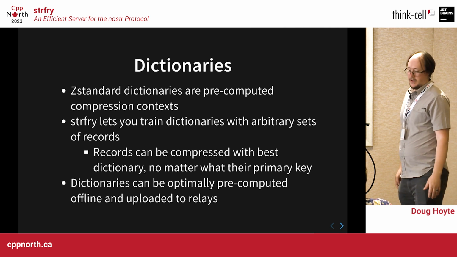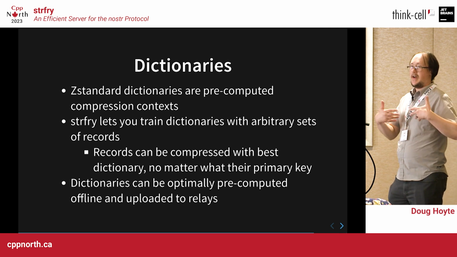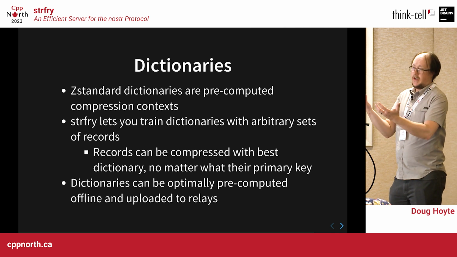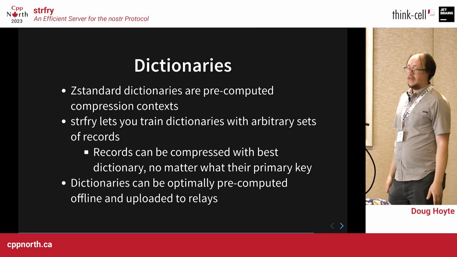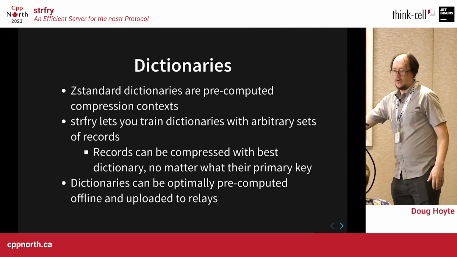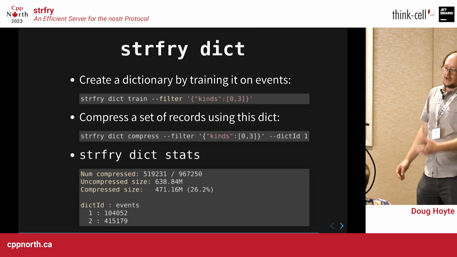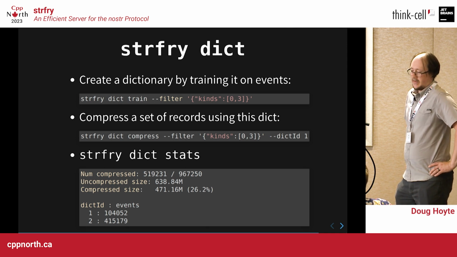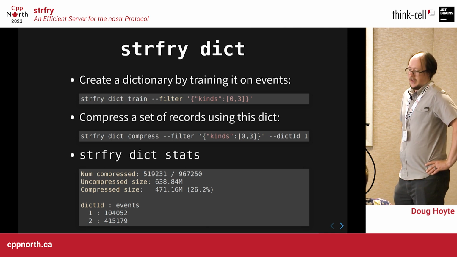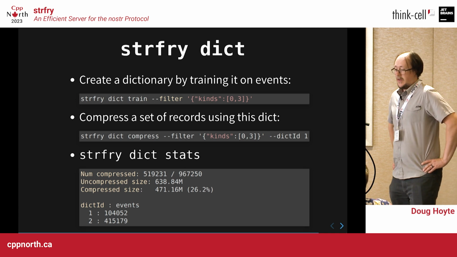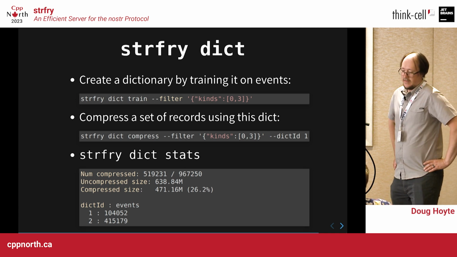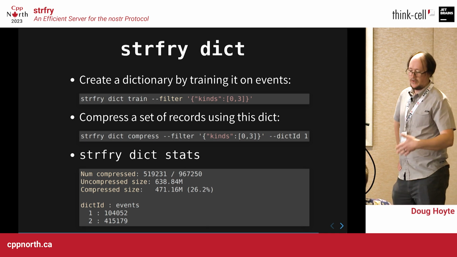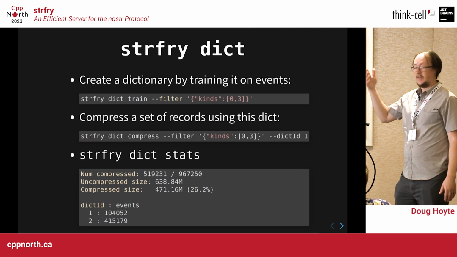The other cool thing is that you can compute this offline. You could sync down your data set, run a job overnight to figure out the absolute best dictionaries, and in the morning send up your dictionary to your servers and have them recompress based on it. This is how you do it. There's the strfry dict command, and you run the training subcommand, give it a filter for example, and it will create your dictionary and give you a dictionary ID of 1, for example. Then you can say to compress this set of records, use dictionary 1. There's also dict stats, which gives you compression ratios and how many events are compressed with each dictionary and so forth.